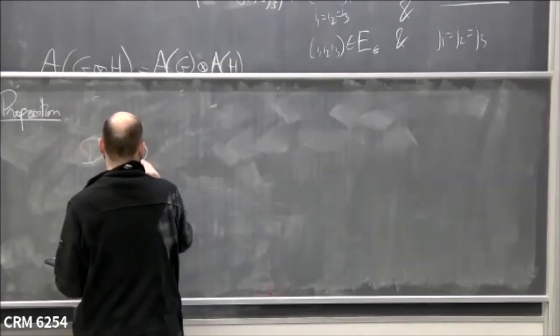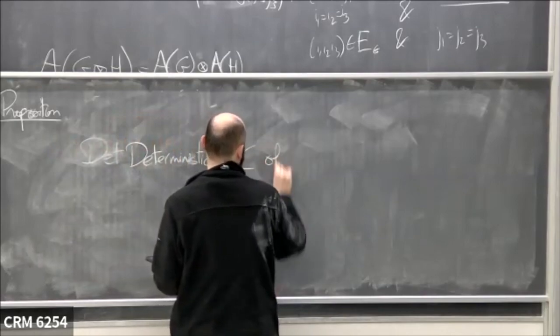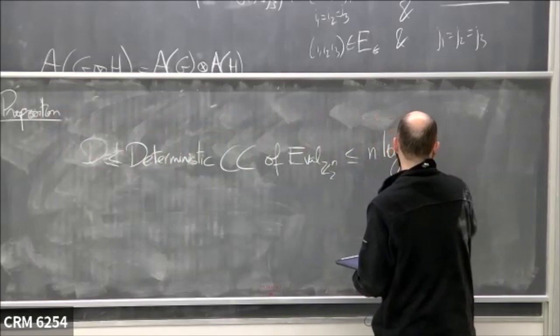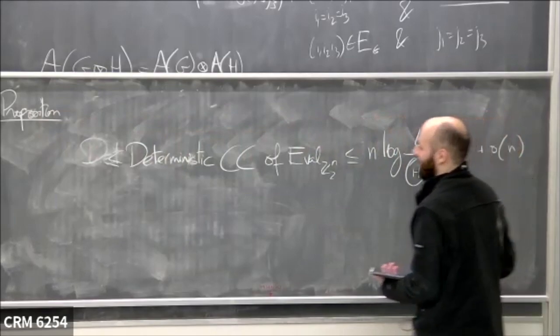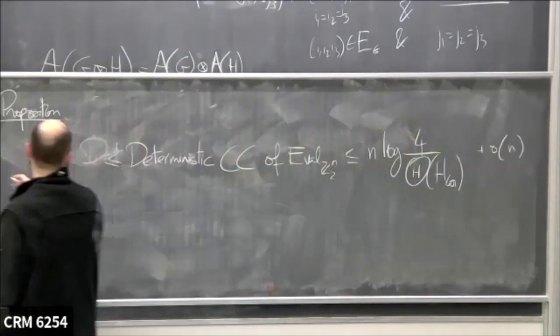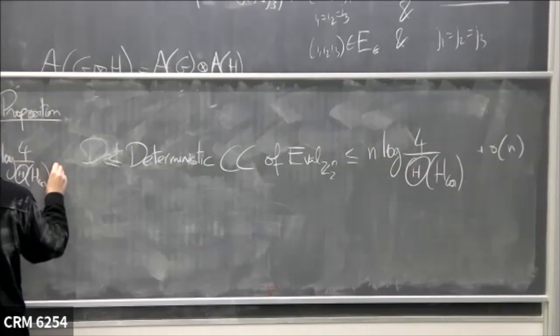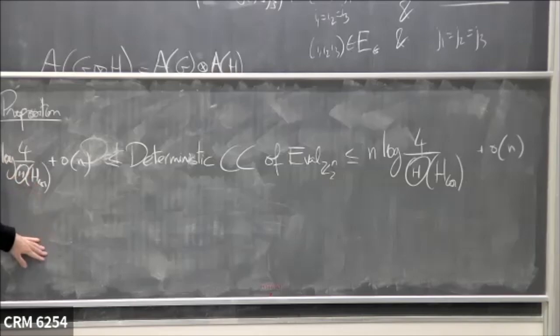So let me just write it this way. The deterministic communication complexity of Eval over Z_2^n is n log 4 over theta of H_cor plus little o of n. And here it's the same thing: 4 over theta of H_cor plus little o of n. So if we forget the sublinear terms, then you see that the constant here is exactly given by the Shannon capacity of some hypergraph, which I'll define in a minute.